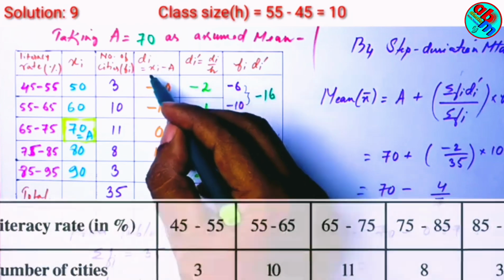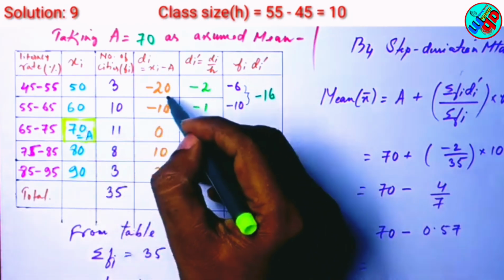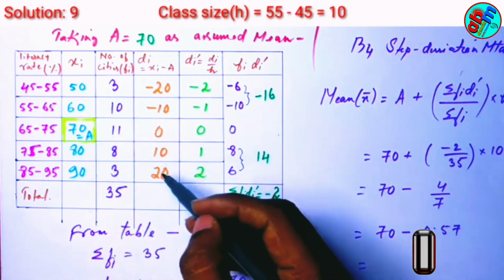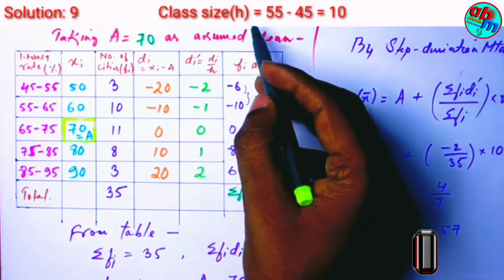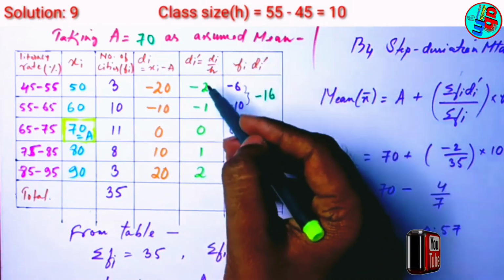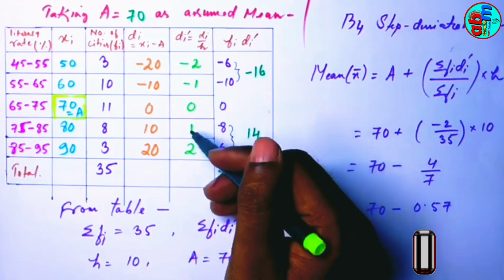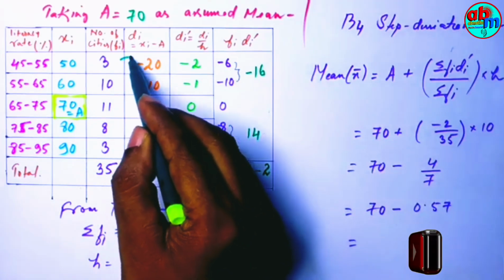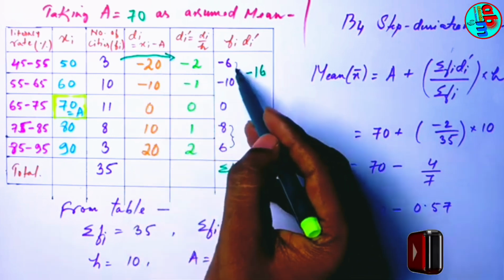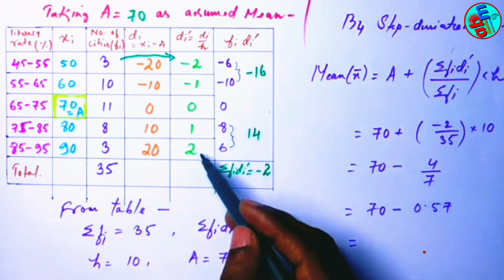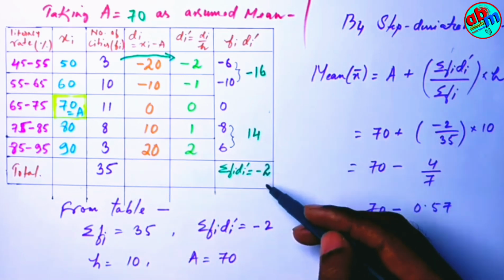Now we find the di value, which is xi minus a. 50 minus 70 is minus 20, 60 minus 70 is minus 10, 70 minus 70 is 0, 80 minus 70 is 10, 90 minus 70 is 20. So we divide these by 10: minus 20 divided by 10 gives minus 2, minus 10 divided by 10 is minus 1. Then we multiply: 3 into minus 2 is minus 6, 10 into minus 1 is minus 10, which gives minus 16. So 8 plus 6, which is 14. We have the sum as minus 2.